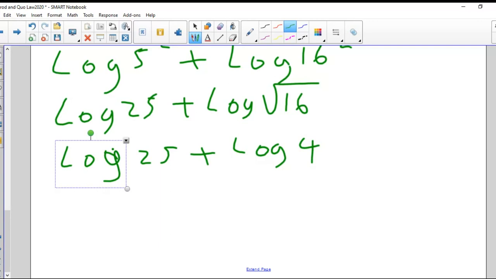The log of 25 plus the log of 4. Product law says I can do what at this stage? They're both base 10. We already know that they're both base 10. So what does the product law suggest at this point? That is the log of what, according to the product law? Come on, we're using the product law here, folks. What does the product law say we can do? It's a log base 10 of 25 times 4. There you go.